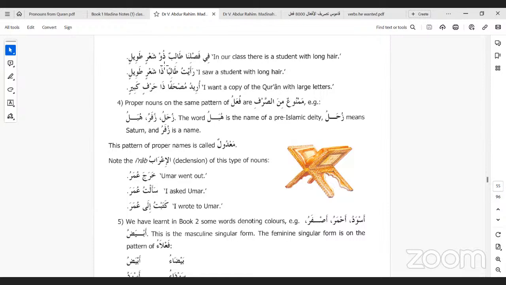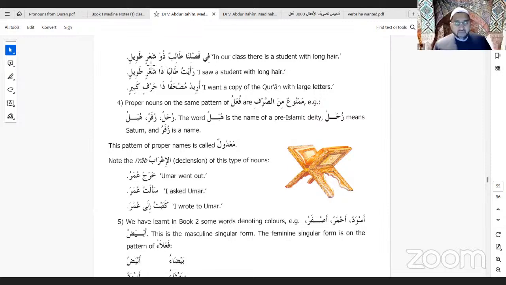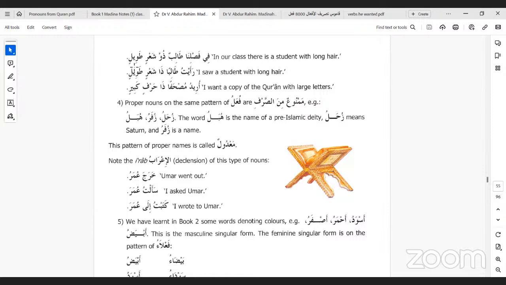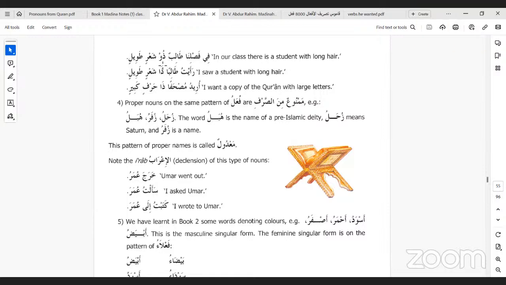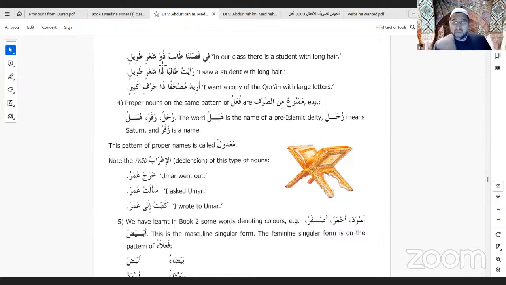Well, it possesses. It is a mudaf ilayh. ذو شعر is mudaf ilayh. Excellent. And sha'rin tawilin is a noun adjective phrase. Noun adjective. Excellent. But what position does ذو have itself in the sentence? It is a delayed subject. Very good, it's near enough correct.